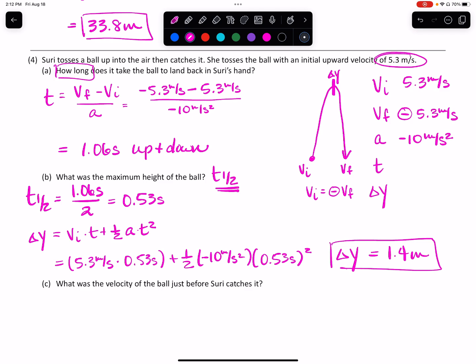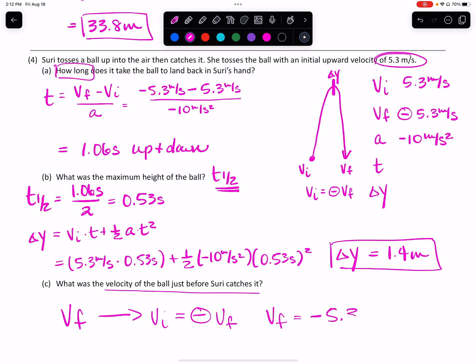What was the velocity of the ball just before Surrey catches it? So we're looking for V final, and we already said that that final velocity is equal to the initial, just with a different sign. So in this case, V final is equal to negative 5.3 meters per second.